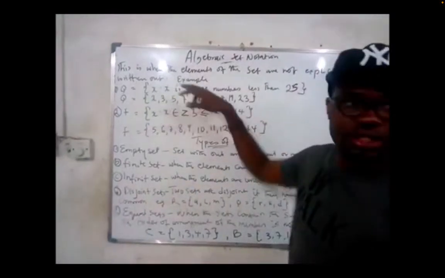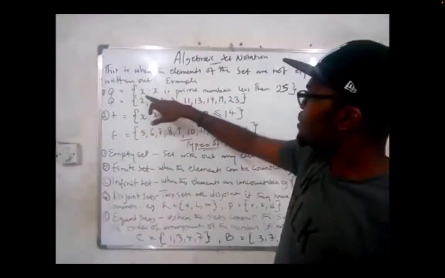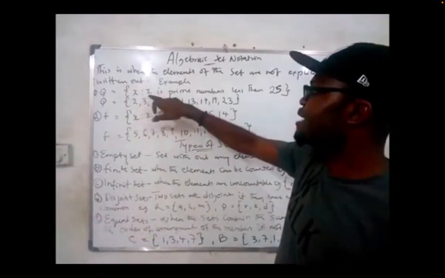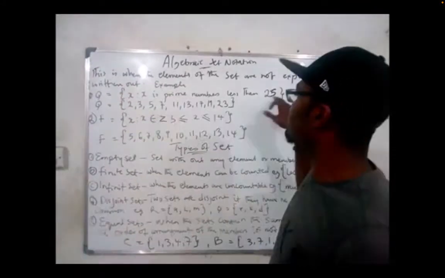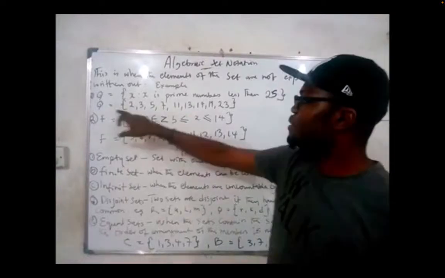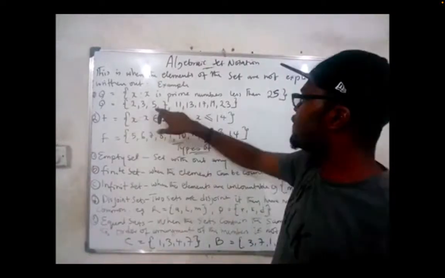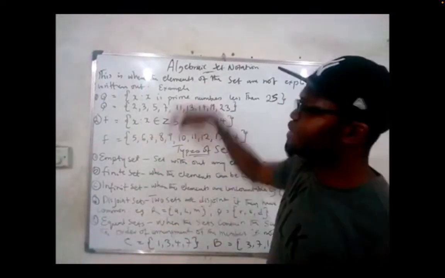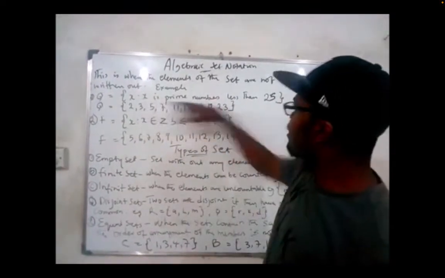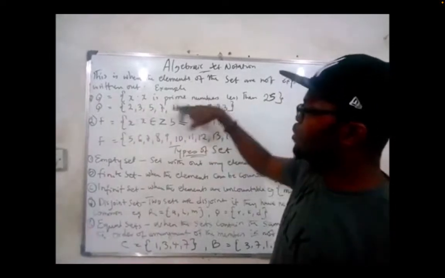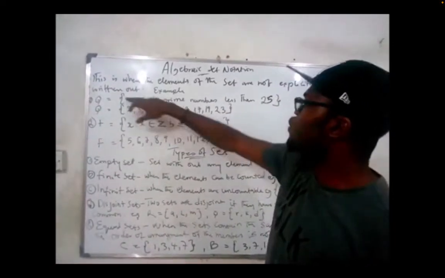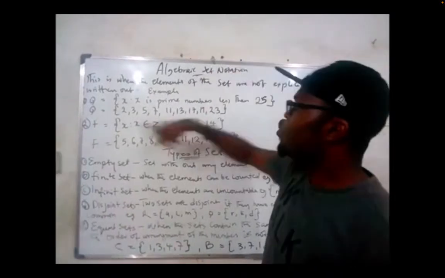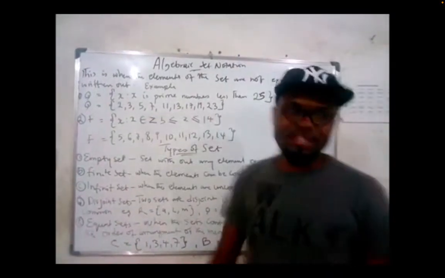If you look at these two sets, Q is a set of X so that X is prime numbers less than 25. And Q is a set of 2, 3, 5, 7, 11, 13, 17, 19, 23. These two sets are the same. This set Q and this other set Q, both of them are the same. Only that the first one is written in algebraic set notation, whereas the second one is written explicitly.